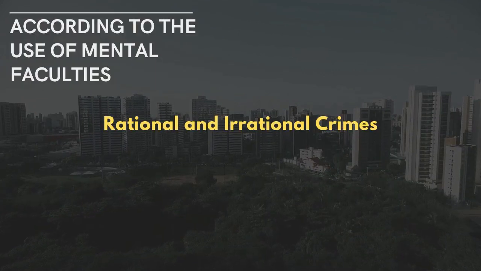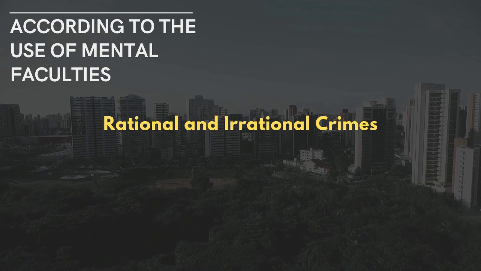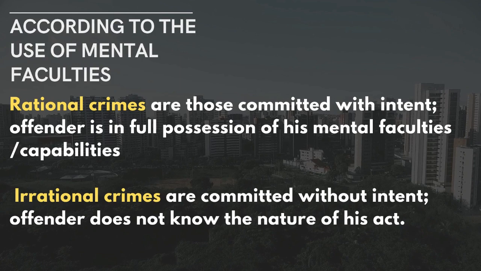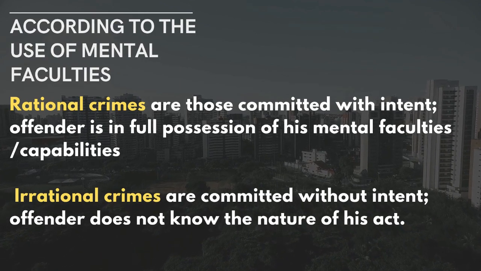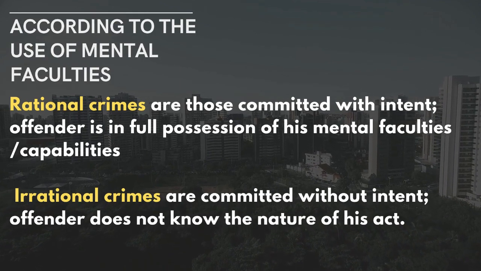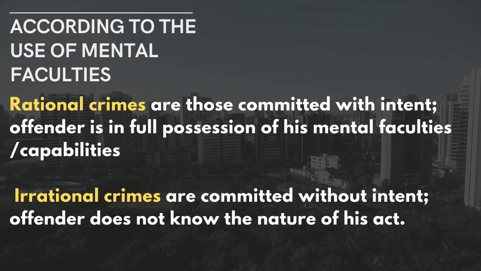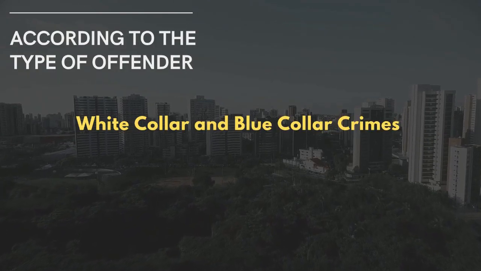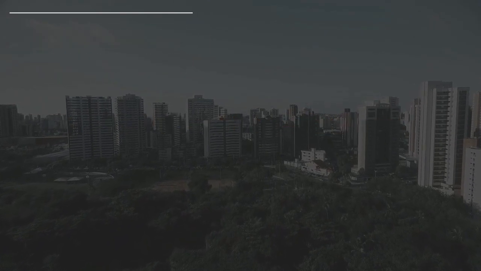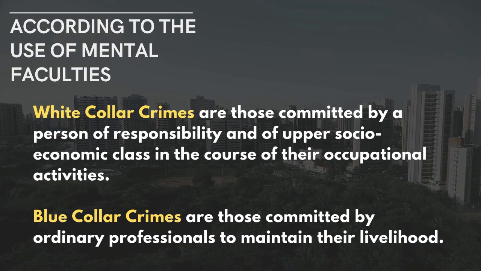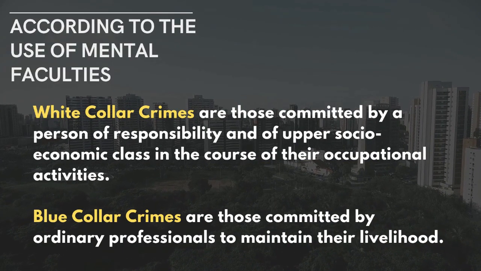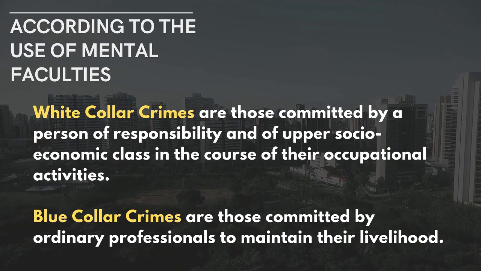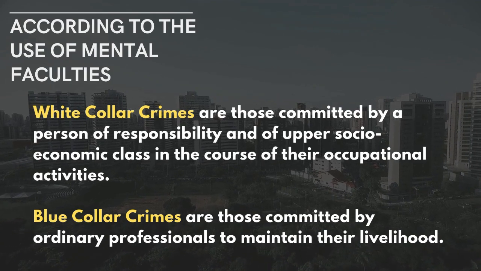5. According to the use of mental faculties: rational and irrational crimes. Rational crimes are those committed with intent. The offender is in full possession of his mental faculties and capabilities, while irrational crimes are committed without intent. The offender does not know the nature of his act. 6. According to the type of offender: white-collar and blue-collar crimes. White-collar crimes are those committed by a person of responsibility and of upper socioeconomic class in the course of their occupational activities. Blue-collar crimes are those committed by ordinary professionals to maintain their livelihood.